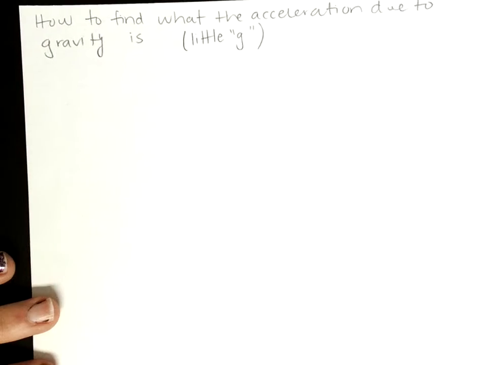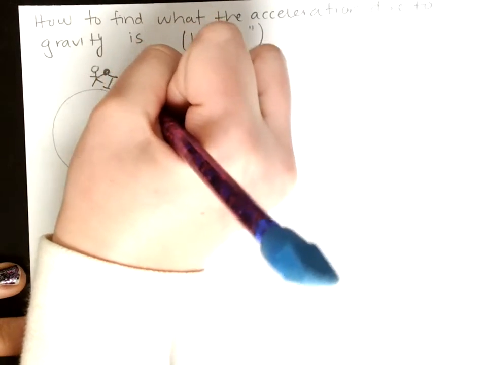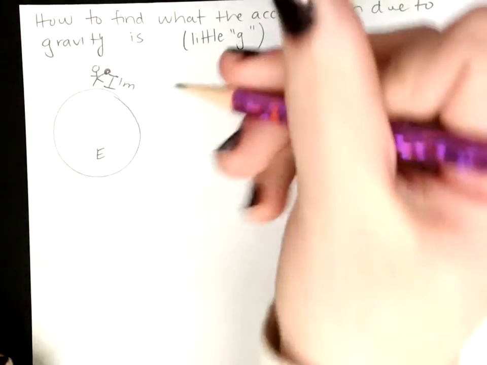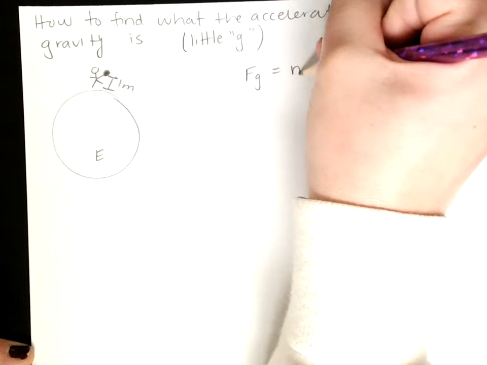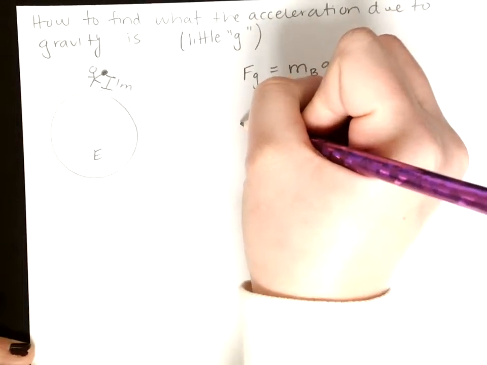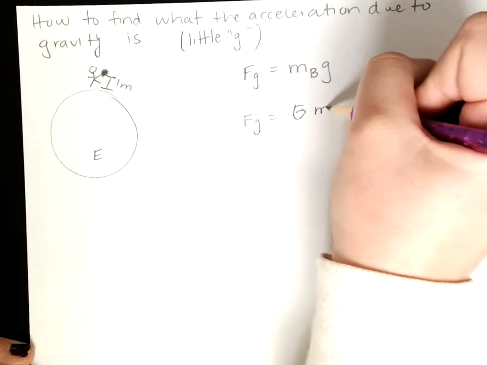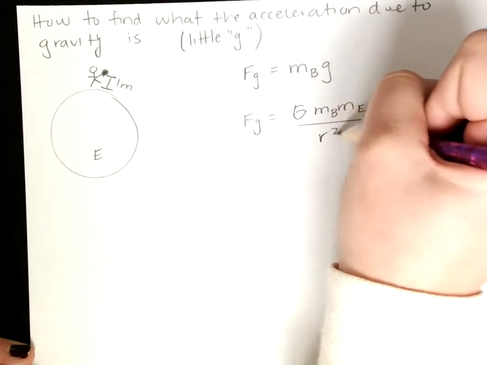So how we're going to do this, we're going to set up a scenario. We have a person standing on Earth. He holds a ball 1 meter above Earth, and we're going to find what gravity is. We know the weight of the ball is mass of the ball times gravity. We also can find the force due to gravity between the ball and the Earth by using our new equation. Force due to gravity equals gravitational constant, m1, we'll call m1 the ball, and m2 will be Earth, over r squared.